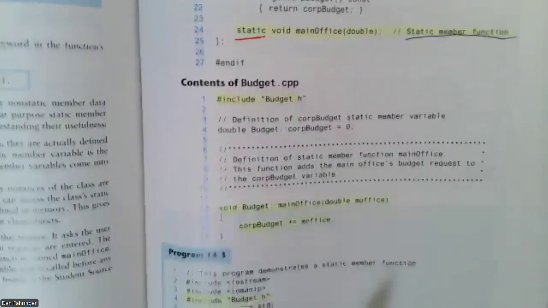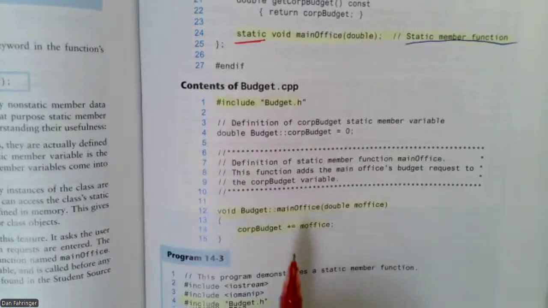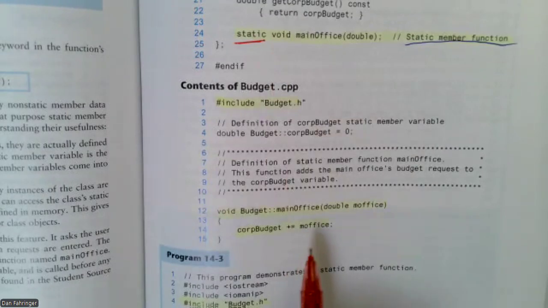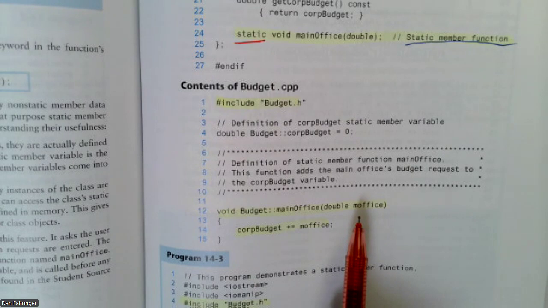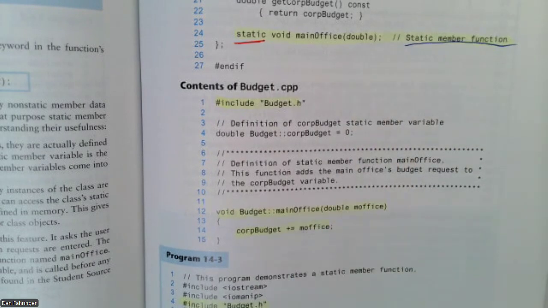Let's come down and take a look and see what's going on. I come in here and I define this method as everything being added to this amount coming in, this double. The argument coming into the parameter list is going to get added to the corporate budget. All right, let's see how this works.